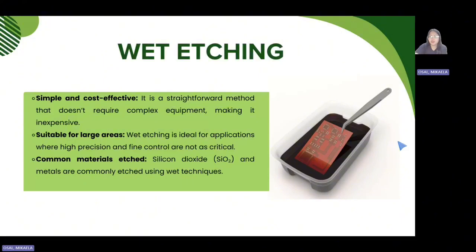Wet etching is popular because it's simple and cost-effective. It doesn't need complex equipment, which keeps setup and maintenance costs low. It's also great for processing large areas, especially when ultra-fine detail isn't required. Wet etching works well on common materials like silicon dioxide and metals, making it useful in many basic fabrication steps. Its simplicity makes it a go-to choice for early-stage prototyping or high-throughput tasks.